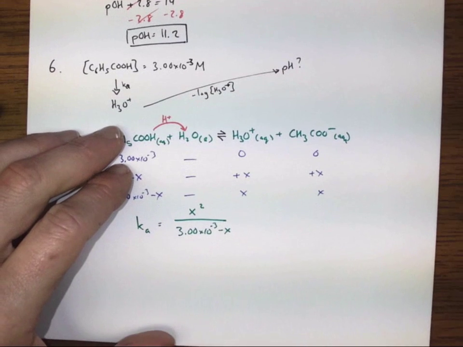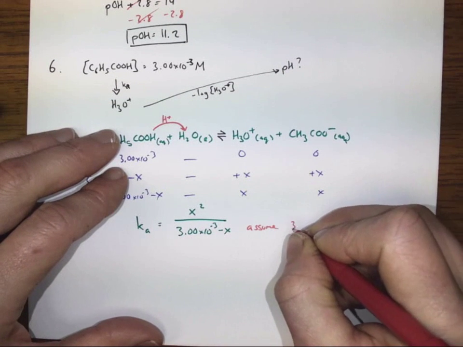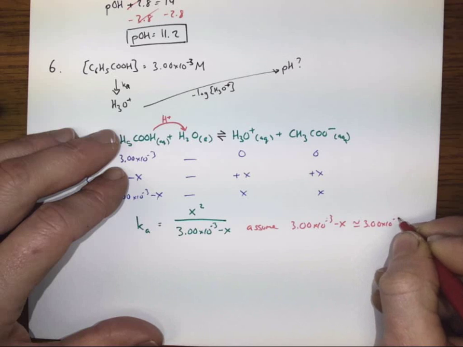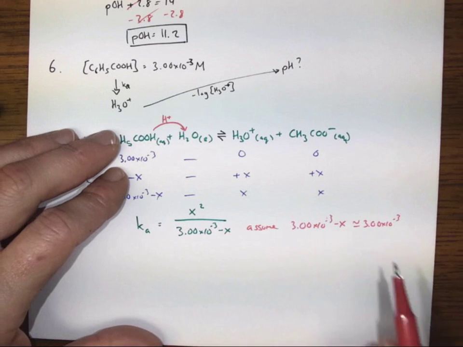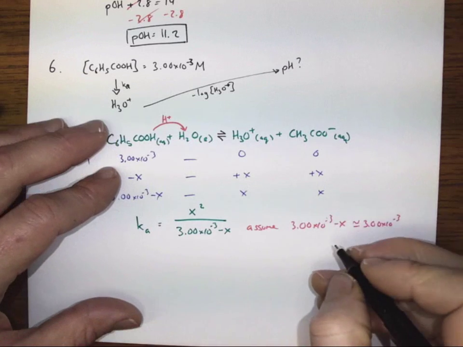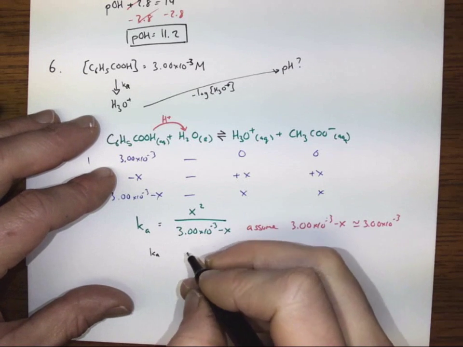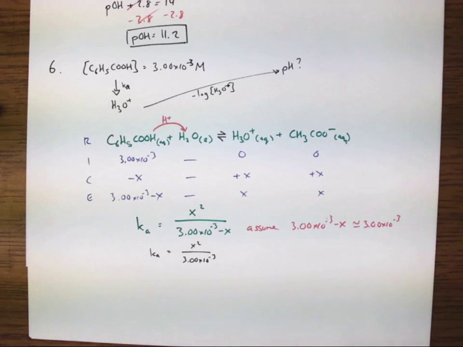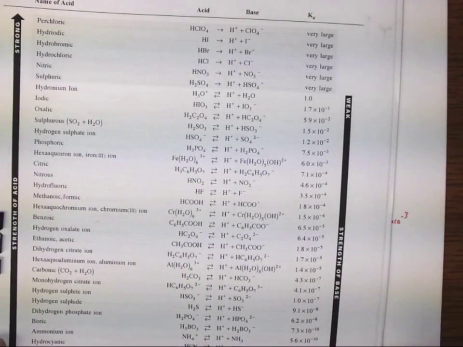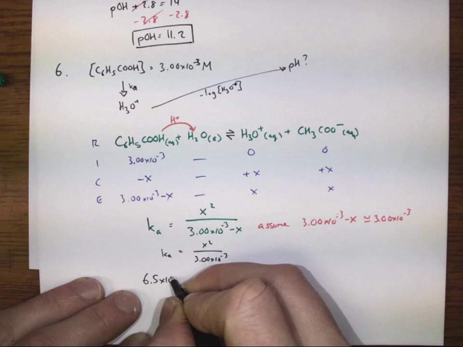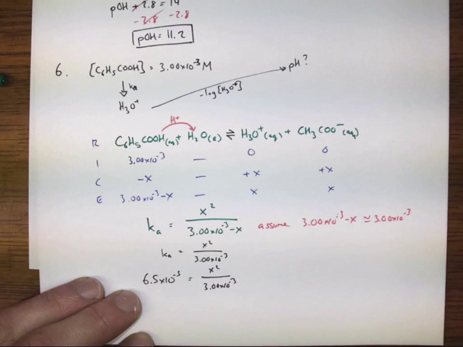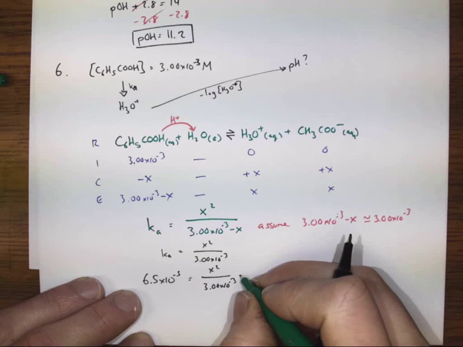Okay, so we'll make an assumption here. We'll assume that 3.00 times 10 to the negative 3 minus x is approximately equal to 3.00 times 10 to the negative 3. They're relatively similar, and this time we're really going to make an effort to come back and check. So that means we can rewrite this as Ka, which is x squared over 3.00 times 10 to the negative 3. And I know our Ka, it's on our chart here. Benzoic acid, so 6.5 times 10 to the negative 5. So 6.5 times 10 to the negative 5 is equal to x squared over 3.00 times 10 to the negative 3. Well, we'll multiply both sides by 3.00 times 10 to the negative 3.